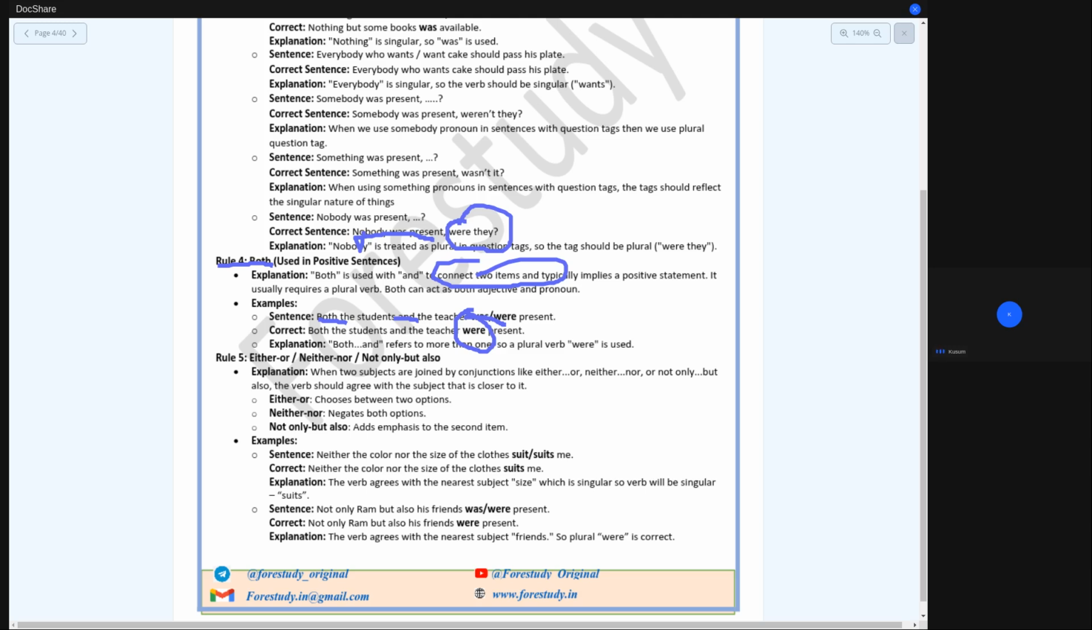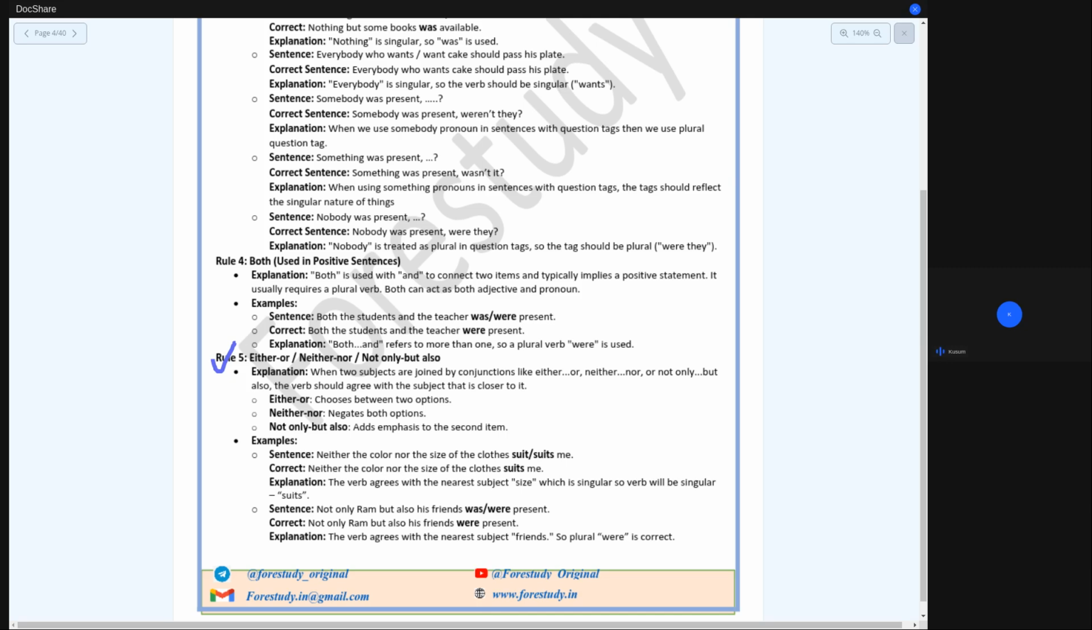Okay? Now, let's come to our rule number 5, that is either or, neither nor, not only but also. So here again, it deals with some common pairs of conjunction. Either or, neither nor, not only but also. We call it as correlative conjunctions. These are called correlative conjunctions because they work together in pairs.